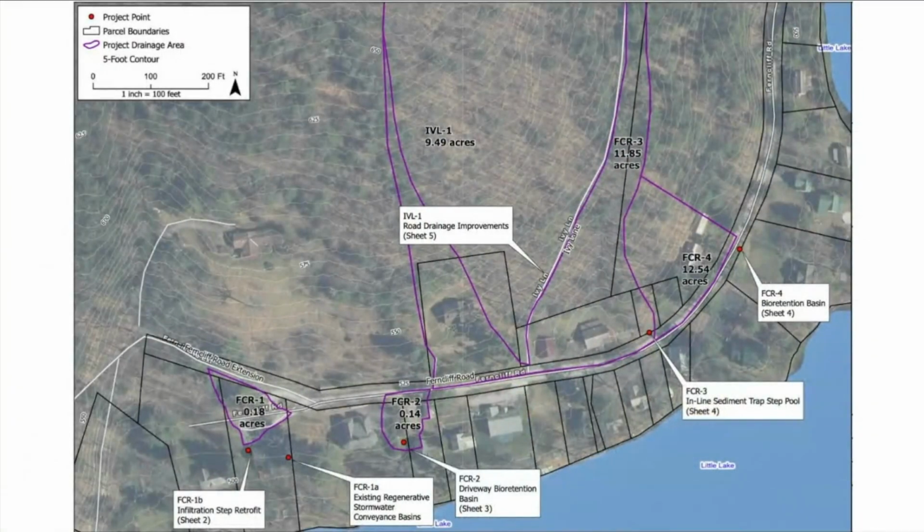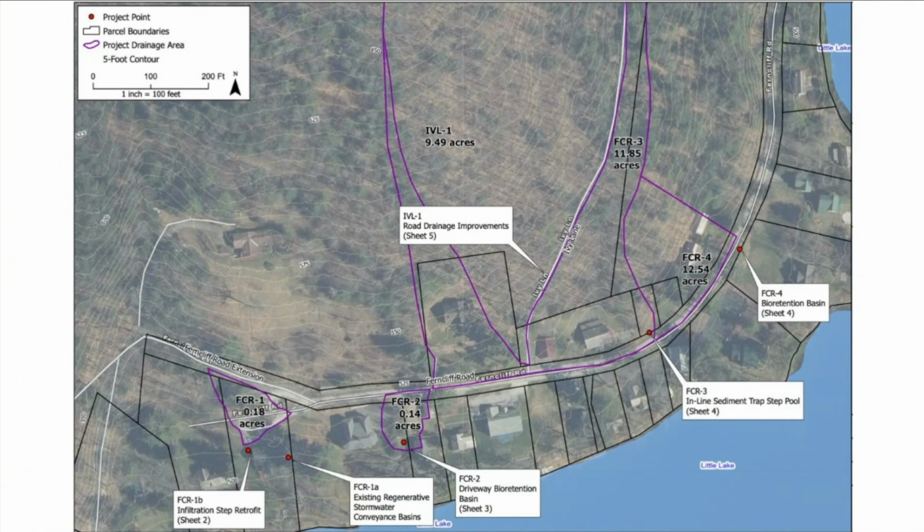So this is an overview slide of the Ferncliff and Ivy Lane projects. Here's Ferncliff, and I know folks online can't see this. So Ferncliff Road, here's the end of Ferncliff Road. Here's Ivy Lane. On all of these slides I'm going to show, the purple lines are the drainage areas. So these are the contributing areas to the practice, and there's always going to be an acreage tied to that.